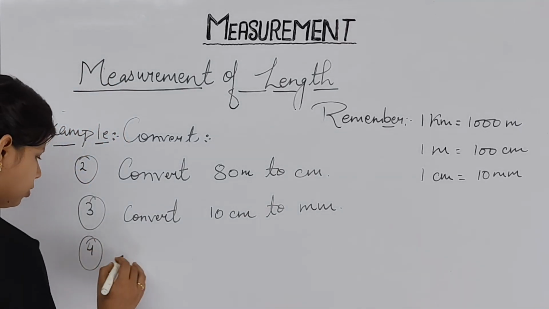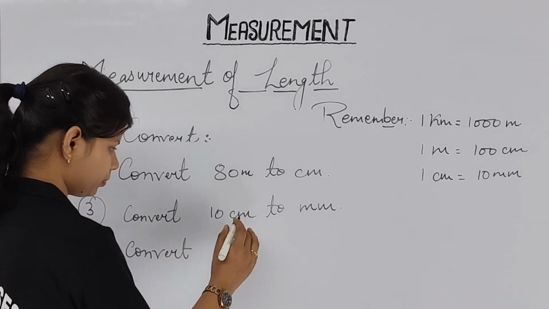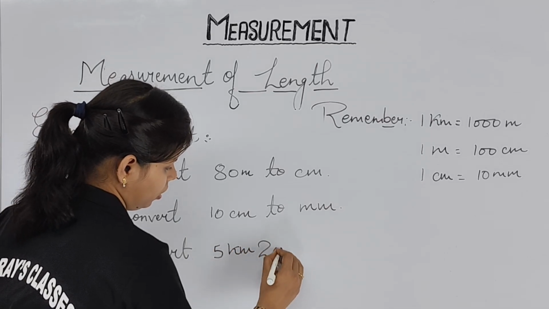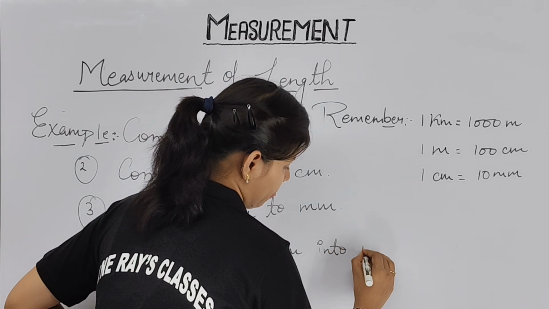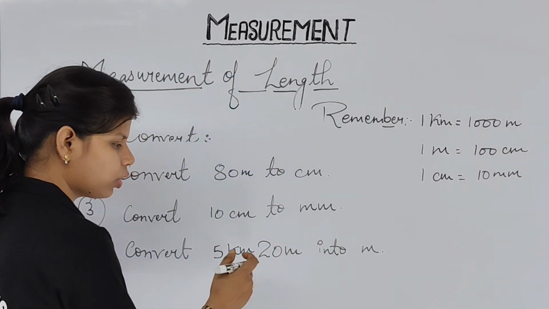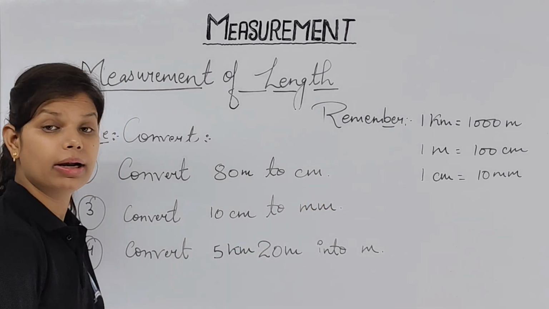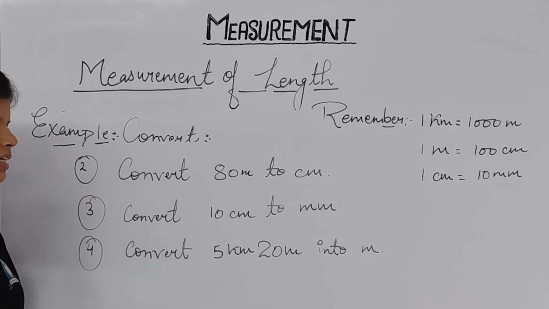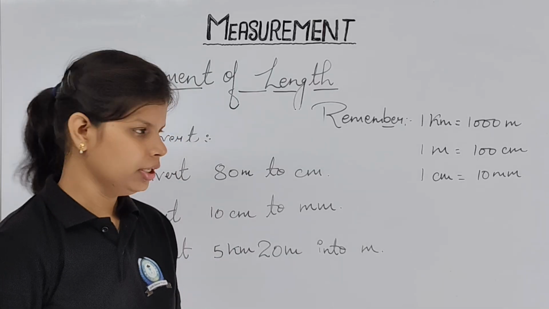Next, convert 5 kilometer 20 meter into meter. These are all short terms, and you have to convert them by using the multiplicative term that we are going to use. Clear? You have to understand that. You have to use this type of units to learn the concepts. Here we are using only multiplicative terms. Now please take a screenshot.